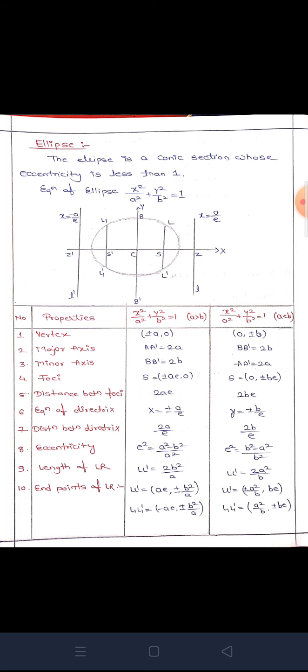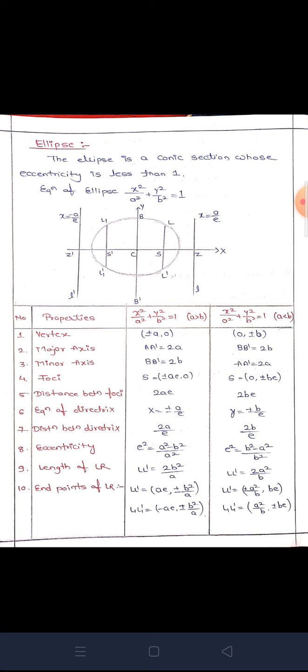The standard equation of the ellipse is x squared divided by a squared plus y squared divided by b squared equals 1. Now you can see the diagram of the ellipse. I have given the diagram of the ellipse. Based on that, one by one we will see the properties of the ellipse.